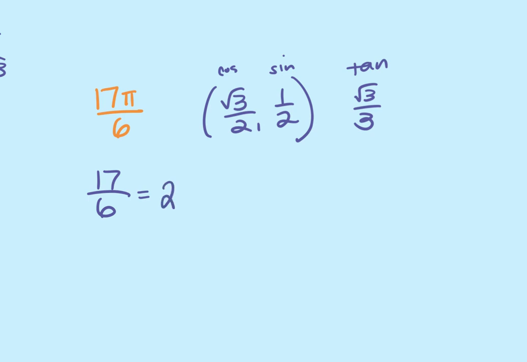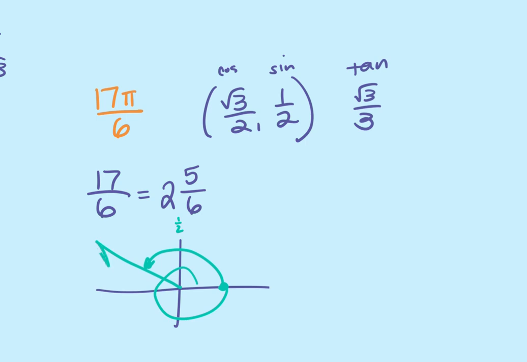2 and 5/6. So the 2 tells me I'm going all the way around my circle once. And then is 5/6 bigger than a half or less than a half? Bigger than a half. So I'm at the pi over 6 in the second quadrant, where sine is positive, cosine is negative, and tangent is negative.